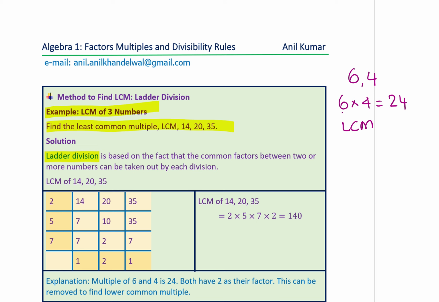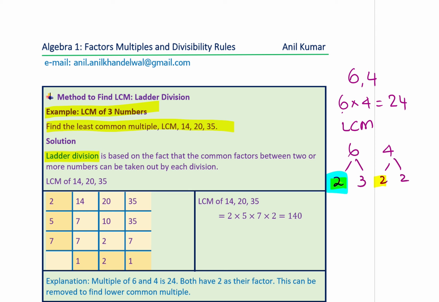We take away common factor. 6 is 2 times 3, right? And 4 is 2 times 2. As you can see here, 2 is common to both. It is being multiplied by itself twice. We are looking into only one factor. So what we'll do is that we'll take away one of them and then we get our answer.